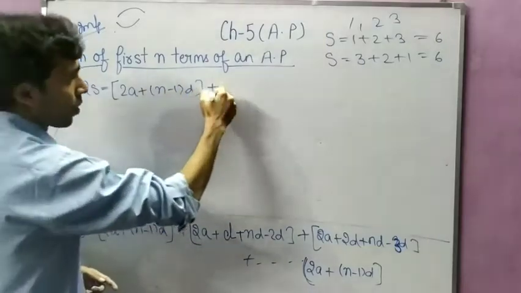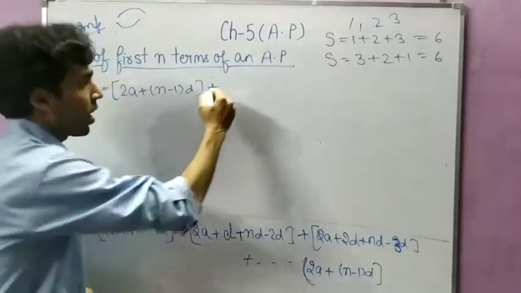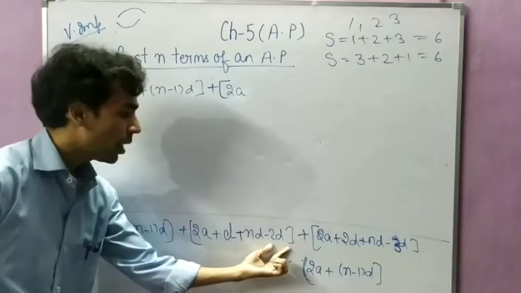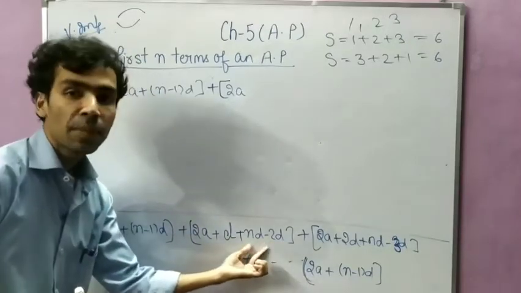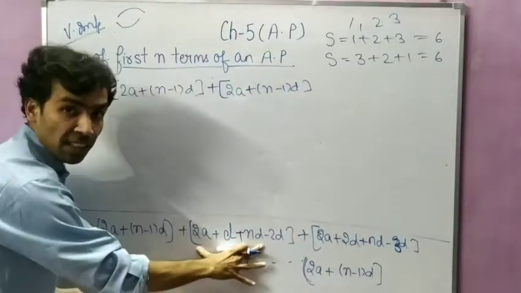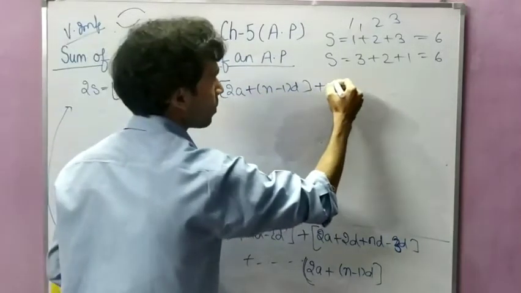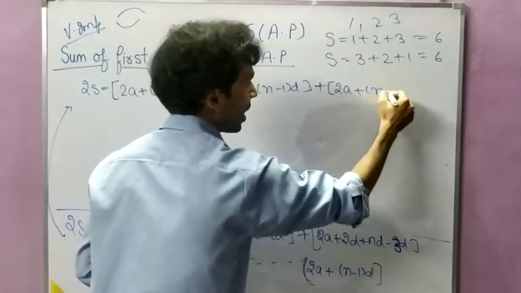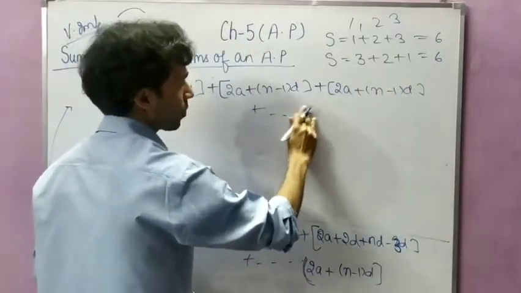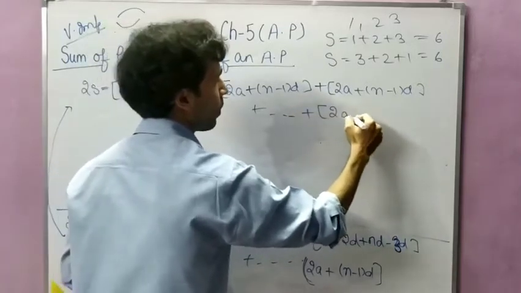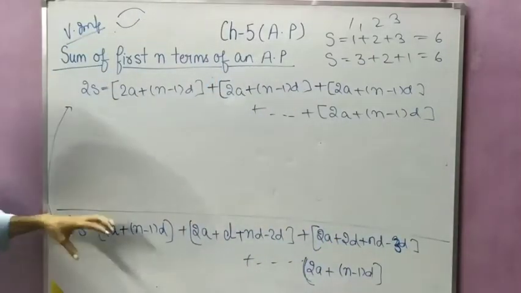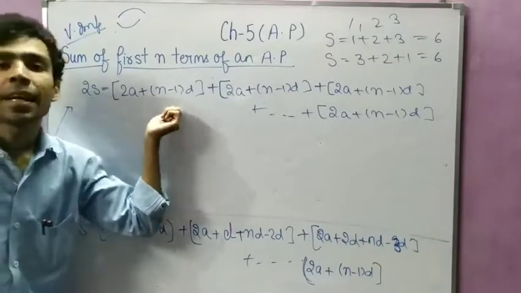Now when you solve this term, again it will come 2a. See, d minus 2d will become minus d, and when we take d common from nd minus d, again it will come n minus 1d. When you solve these things, it will come only this. Again this will come 2a plus n minus 1d, dot dot dot, and the last term also 2a plus n minus 1d. Okay, see, it means in all the brackets 2a plus n minus 1d will come.